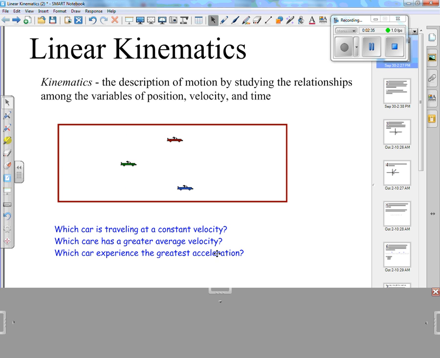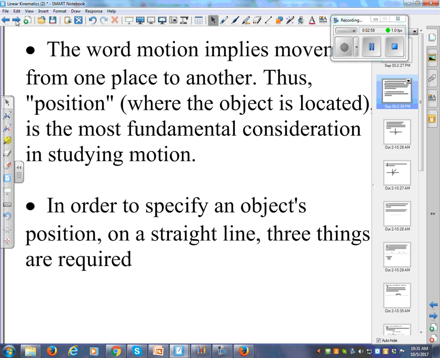Which one has the greatest acceleration? Red? Why do you say that? It starts in first. It gets up to its maximum speed faster. Okay. All of these kinds of things we're going to be talking about in the next little while, but more from a graphical standpoint, because really, looking at a picture like that, a little animation makes it kind of challenging.